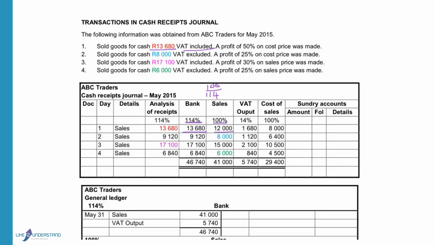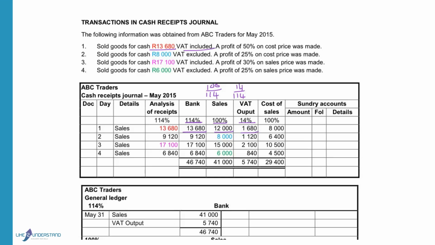If I want to know what is the VAT, the one that I want, 14, over the one that was given, 114, times 13,680, and that will give me 1,680.